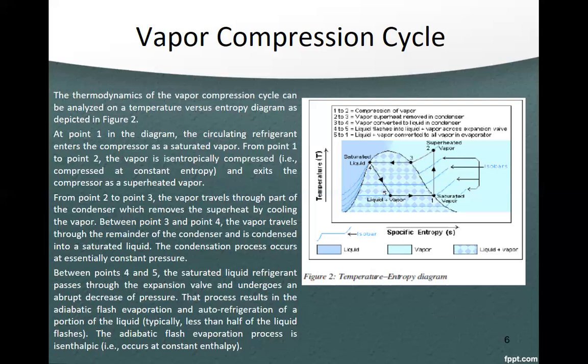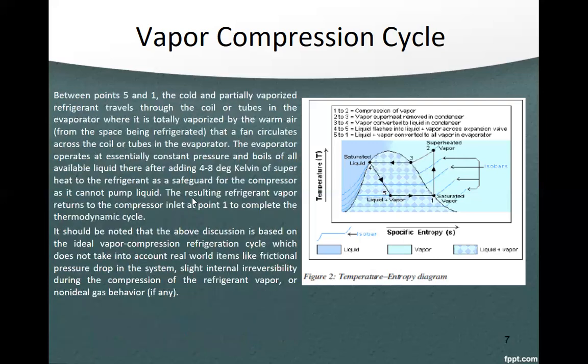In thermodynamics, meron itong Joule-Thomson process or throttling process. Tingnan nyo yung termo nyo. So Bernoulli applied din niya. Between points 5 and 1, the cold and partially vaporized refrigerant travels to the coil or tubes in the evaporator where it is totally vaporized by the warm air from the space being refrigerated.